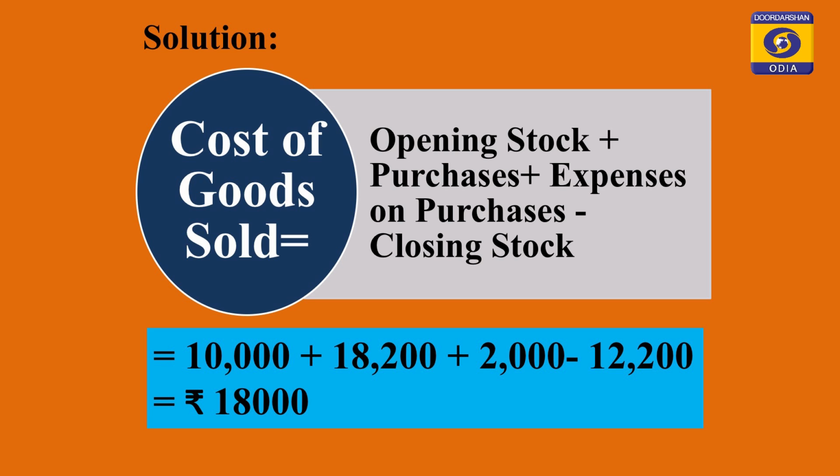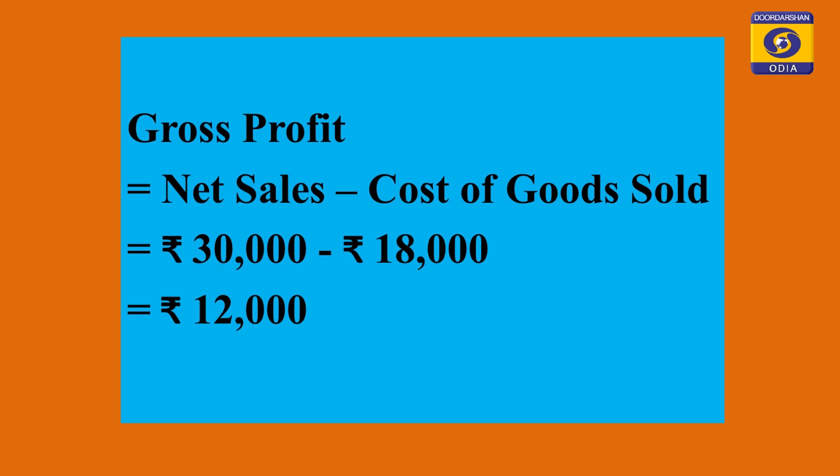So, opening stock value given to us is 10,000 plus 18,200, that is purchases, plus expenses on purchases, that is 2,000, minus 12,200. So, we got the cost of goods sold is 18,000. We are also asked to find the gross profit. So the gross profit is net sales minus cost of goods sold. So that will give us 30,000 minus 18,000. Net sales is 30,000, cost of goods sold is 18,000. So the answer is 12,000. So 12,000 is your gross profit.